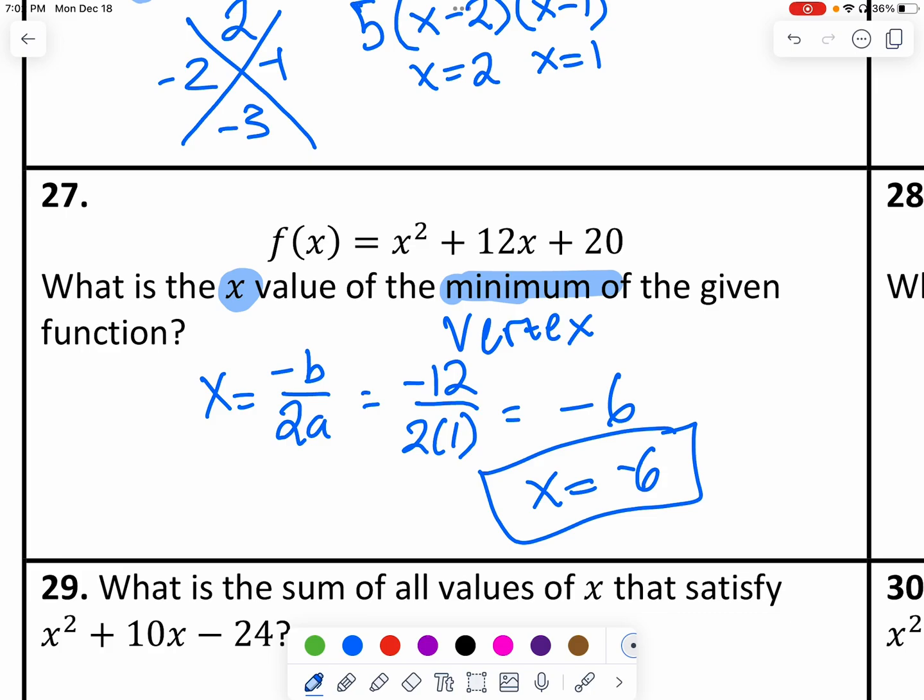Okay, that's it. Now, if it was asking for the y value, you would plug that value back into your equation, and you're good to go. Or you could just graph this, whichever one you want to do. Again, whatever works for your brain best.